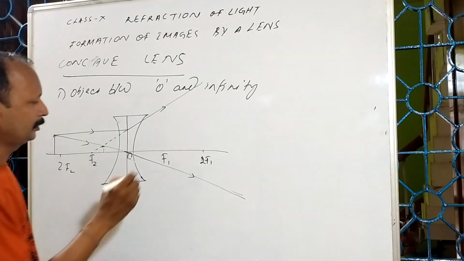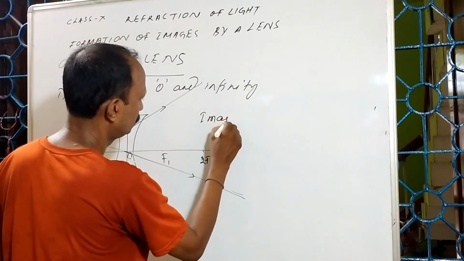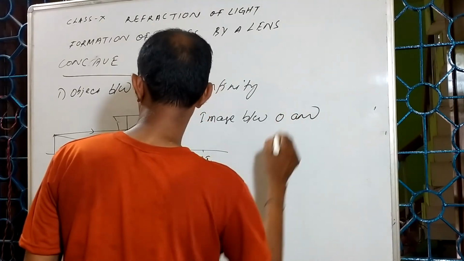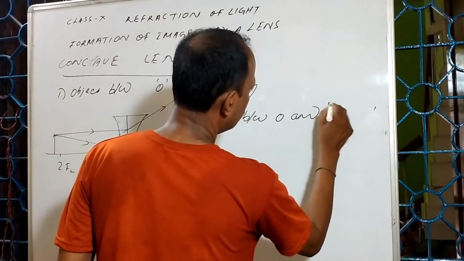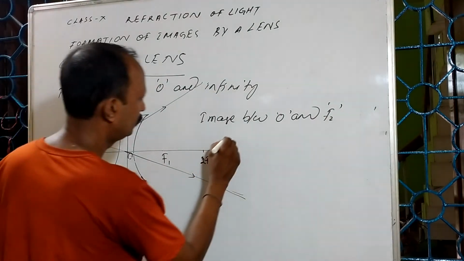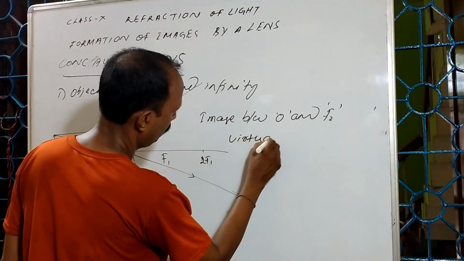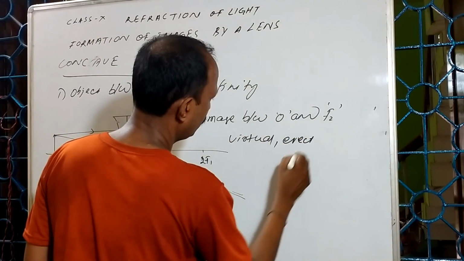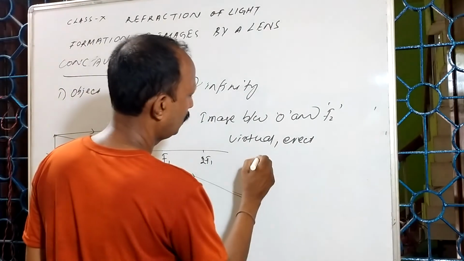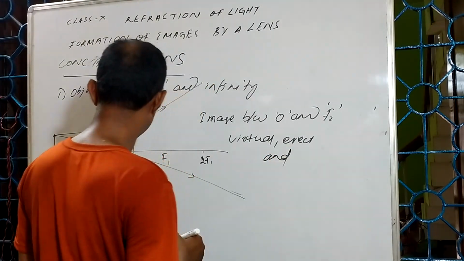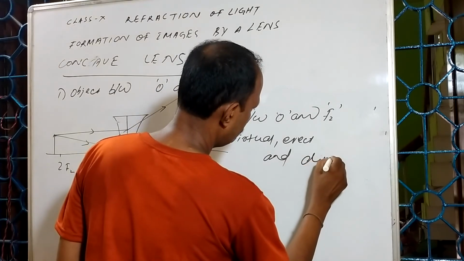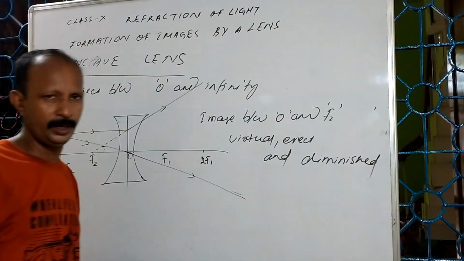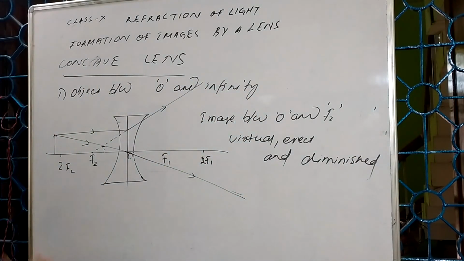So I can say that the image is between O and F2. Between O and F2, virtual, erect, and diminished. Clear? Next case.